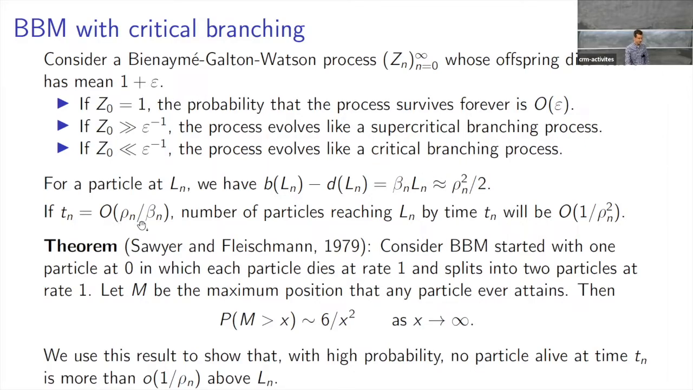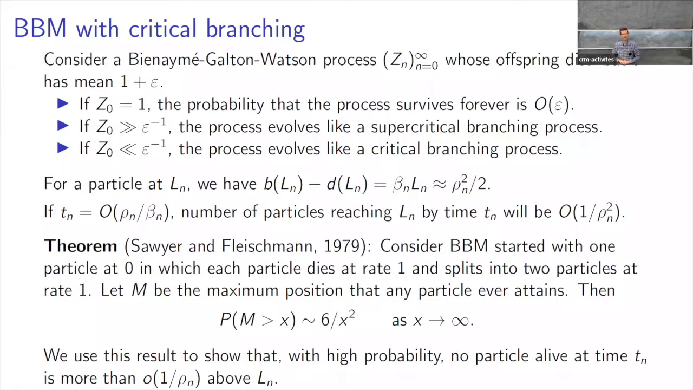Now, if t is of the order rho over beta, we can calculate that the number of particles that reach L by time T_n is going to be of the order 1 over rho squared. And if we focus only on the particles that reach L relatively close to time T_n, that's going to be even much smaller than 1 over rho squared. Now, 1 over rho squared is like 1 over epsilon here. And so we need to think of these particles that reach L close to time T_n as behaving more like a critical branching process.